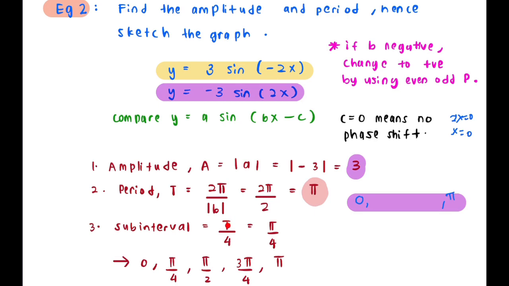So subinterval is period over 4. Let's take the period pi and divide by 4, which is pi over 4. To achieve the graph from 0 here, you need to add the subinterval pi over 4, until finally you meet the last period here. So let's try here. 0 plus pi over 4 is pi over 4, plus another pi over 4, pi over 2, plus another pi over 4, 3 pi over 4, plus another pi over 4, it is pi. So this is your one period.